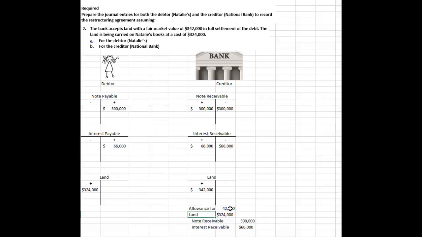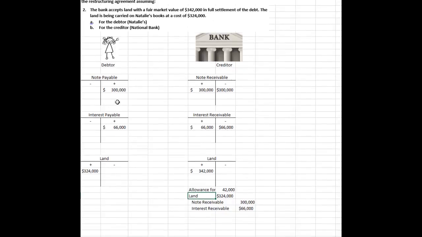And that's what the creditor does. They recognize this loss using the allowance method, but they received the asset of the land. So that's what the bank does. The debtor's side of the transaction is a little less clear. Students seem to struggle with this more.